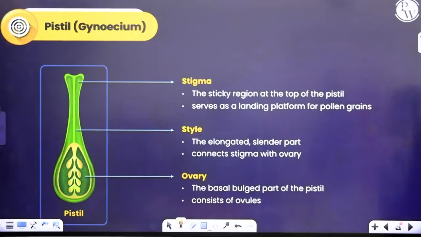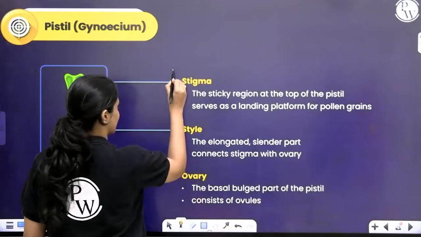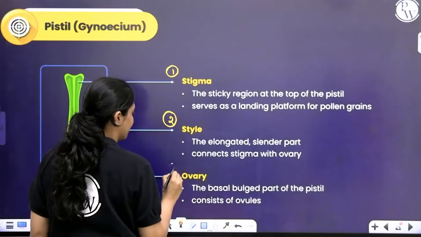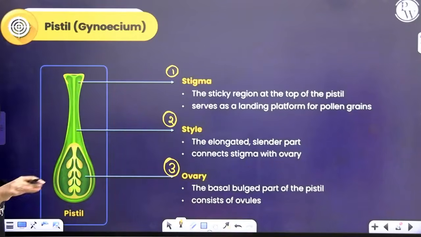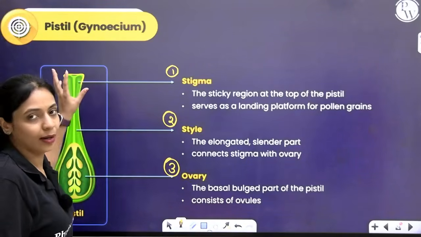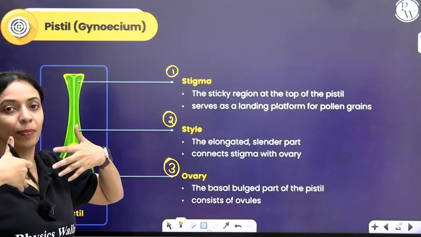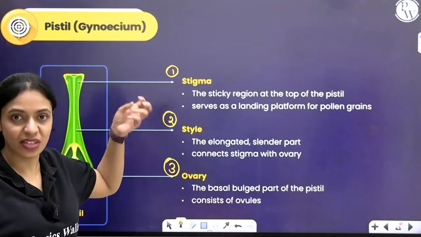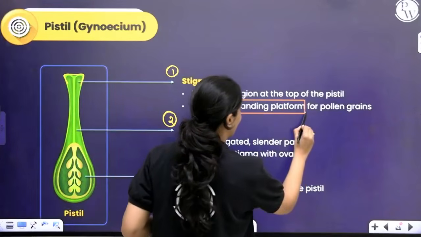Now, in a gynoecium, you find three parts. There is the stigma, the style, and the ovary. Stigma is this top flat broad region that you find, which is where the pollen grains will come and land. So it is the part of the gynoecium which receives the pollen grains. So this acts as a landing platform for the pollen.